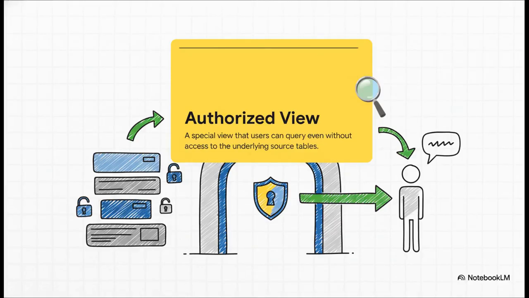Now here's where it gets really interesting. We can elevate this concept to an authorized view. And this is a total game changer. It means a user can query the view and get the results they need, even if they have absolutely zero, nada permissions to the underlying tables that the view is built on. The view itself acts as this trusted middleman, our gatekeeper.